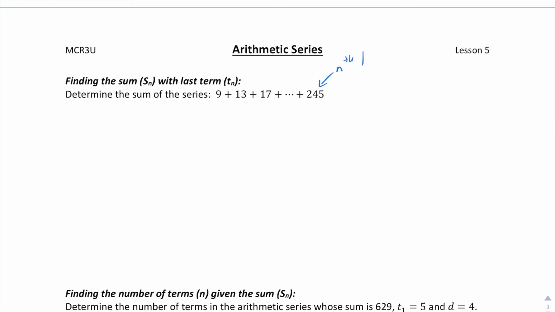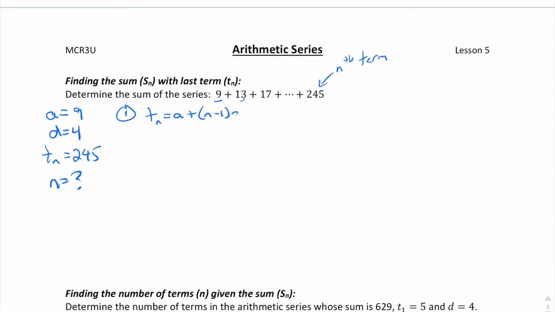But you can get into situations where, like this one, it says find the sum of this series, but it has a final term, and this final term is the nth term. What we don't know is what number n is. How many terms are there in the sequence? If we write down what we know, a is our first term, so that's easy again, 9. Looks like we're going up by 4s, so d is 4. Our nth term, t sub n, is 245. What we don't know is n.